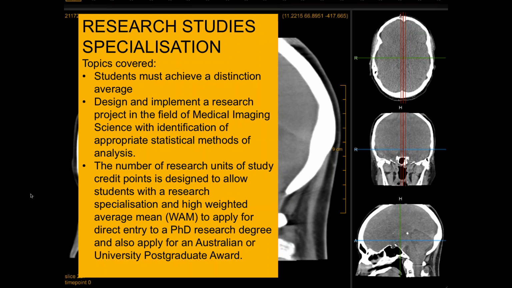And the nice thing about that program is that if you complete it, you would have completed enough research component to go on and apply for direct entry into a PhD, or if you choose to apply for entry into a master's, you can do that as well. And you'd be eligible to apply for an Australian University Postgraduate Award, which is some financial assistance that we offer people doing PhDs to help them get through the program so that they can study full time.